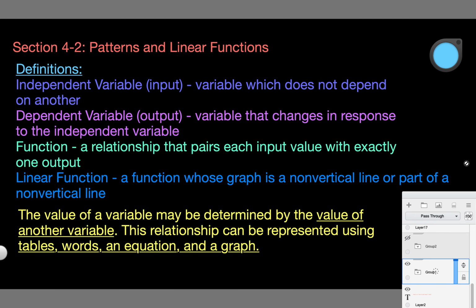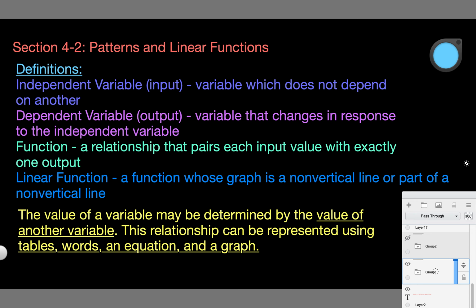So it might be time. It doesn't depend on anything else. And then you have the dependent variable, which is the output that changes in response to the independent variable. So it changes because of what the independent variable is doing. So a function is a relationship that pairs every single input with one output.